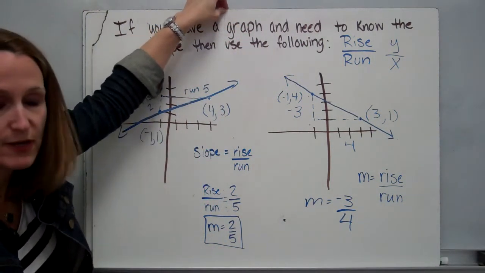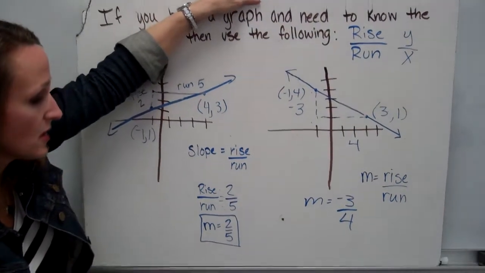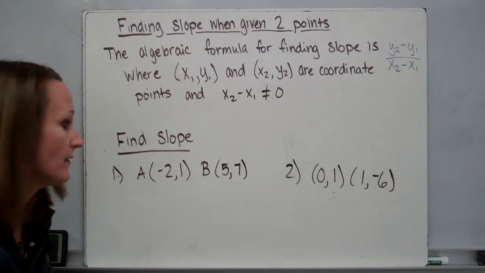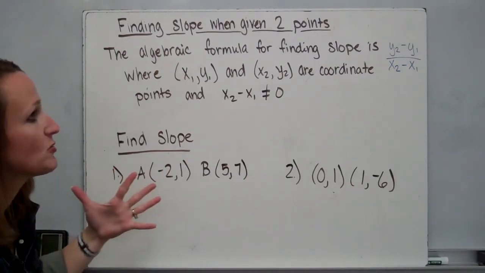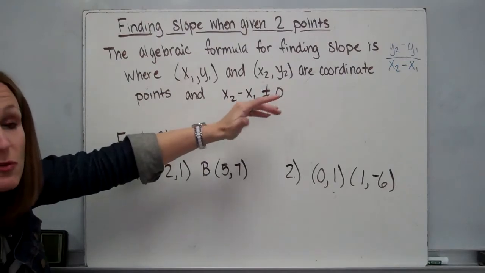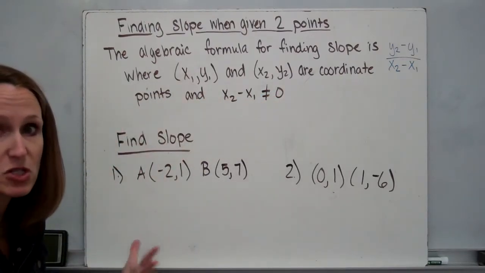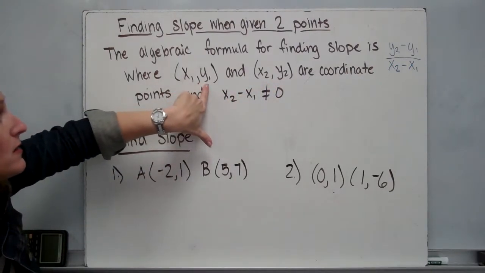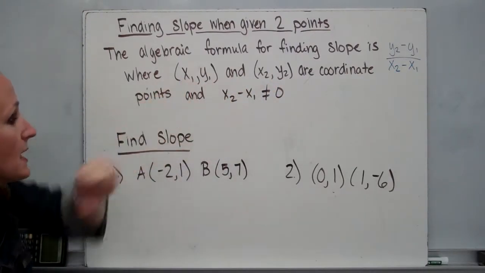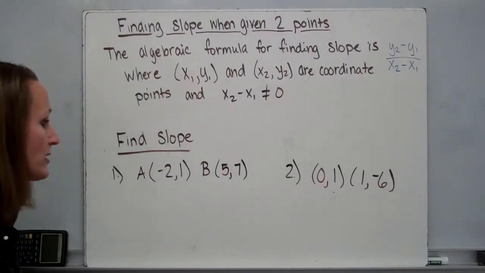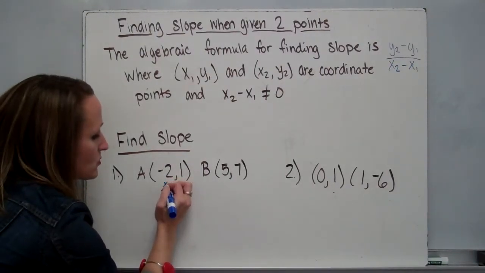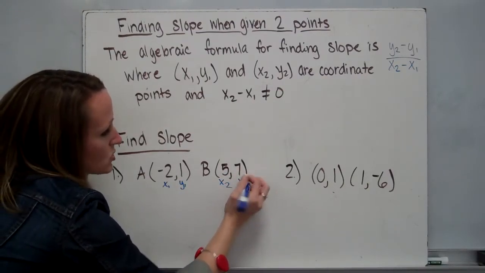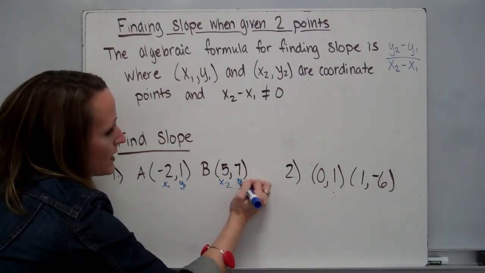Okay, so what if we don't have a graph? What if we just have some ordered pairs and we need to find it? You can picture where these might be when graphed. So we have an algebraic formula. To find it, remember slope is rise over run, or change in y over change in x. We'd say y2 minus y1 over x2 minus x1. That is our formula. So I can come here and label these: this is x1, y1, x2, y2.